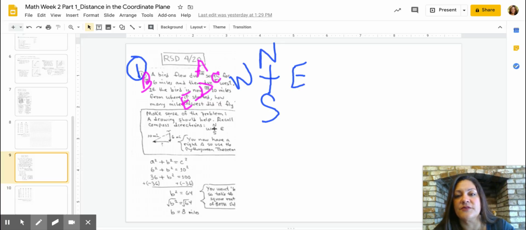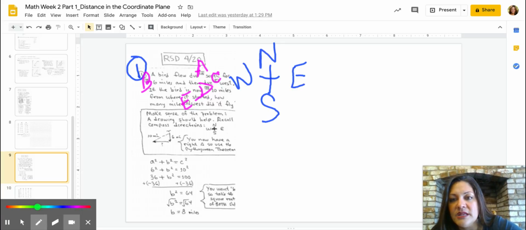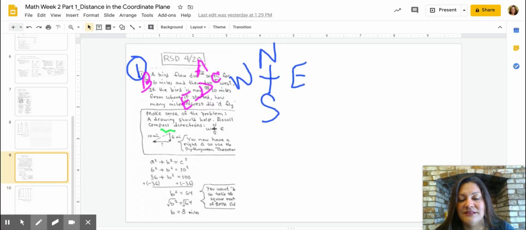Okay, so for this first one, it says make sense of the problem. Drawing should help. Recall the compass directions, which we have those here, and you're going to draw it here. So here it has a little birdie, and that's going to be your point A. Then it says you flew south for 6, so it comes down this way, and then we're going due west, and then ends up being 10 miles from the original start point. So what you're looking for is B.